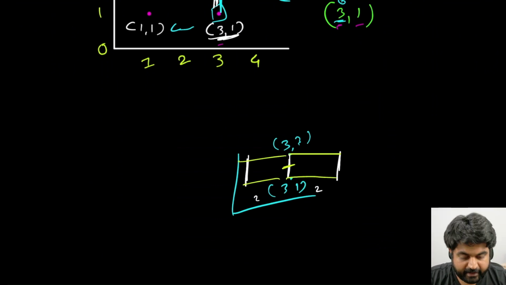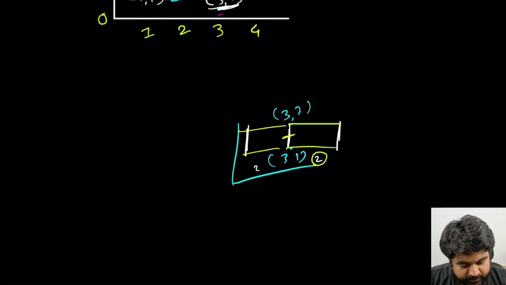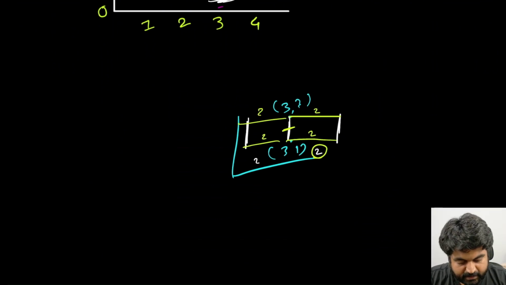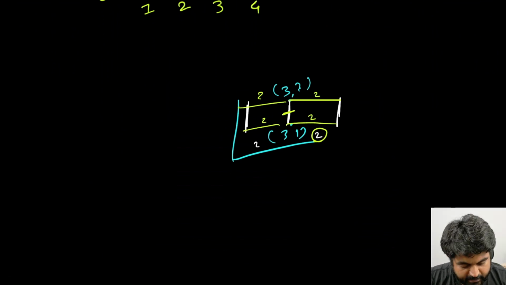This has to live there for sure, and we know that this distance has to be 2, and this distance also has to be 2 in order for a square to exist. So what are the potential endpoints? We know that this is 3 1 and this is 3 3.